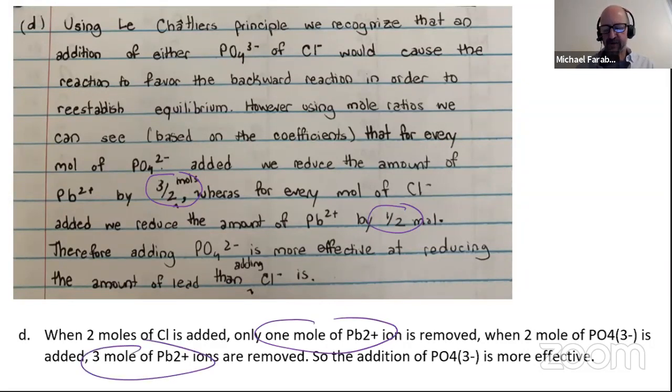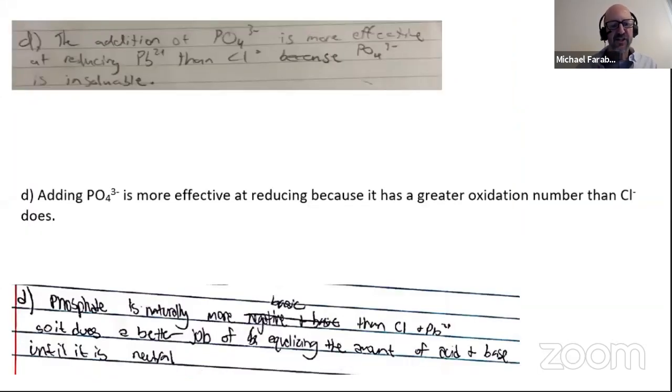All right, let's take a look at some concerns and some misconceptions. The addition of phosphate is more effective at reducing lead because phosphate is insoluble. Okay, so that's not correct. It's not the phosphate itself, but rather the entire lead phosphate compound you want to be talking about. This person says because phosphate has a greater oxidation number. That's not what's going on here. This person says that phosphate is more basic and has to do with the acid-base reaction. So it's not about acid-base chemistry, it's about precipitation.